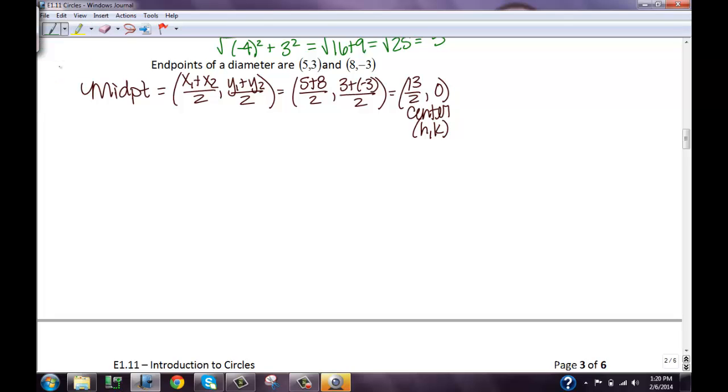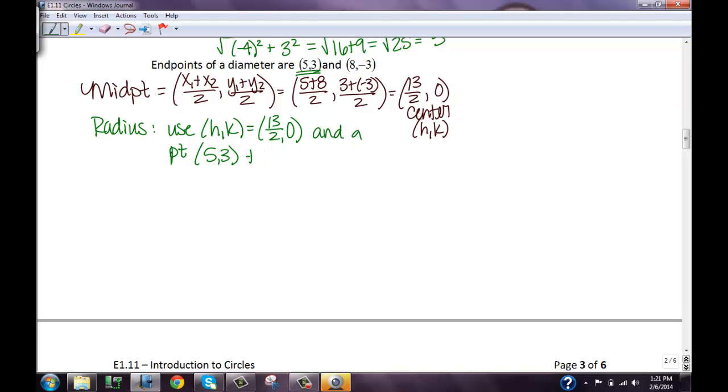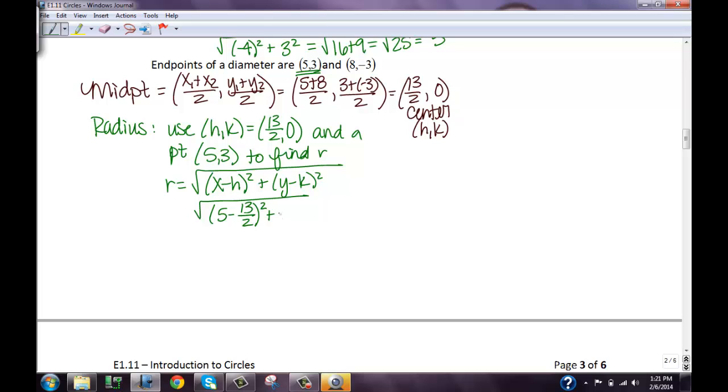Now that I have my center, I need to find my radius. In order to find my radius, I use my center, my HK, which we just found to be 13 halves and 0, and a point, which I'm just going to choose the first one. Okay, so I'm going to use 5, 3, and I'm going to plug in for R. So R is equal to the square root of x minus h squared plus y minus k squared. So when I plug mine in, my x that I chose is 5, minus my h, which is the x value of my center, which is 13 halves, squared, plus my y value that I chose, which is 3, minus the k value, which is the y of my center, which is 0 squared.